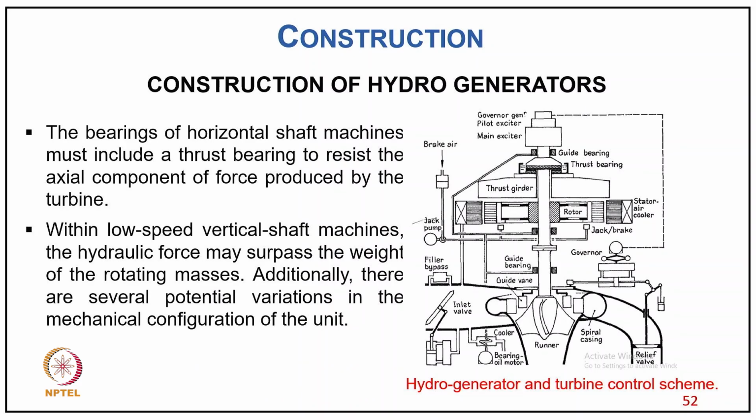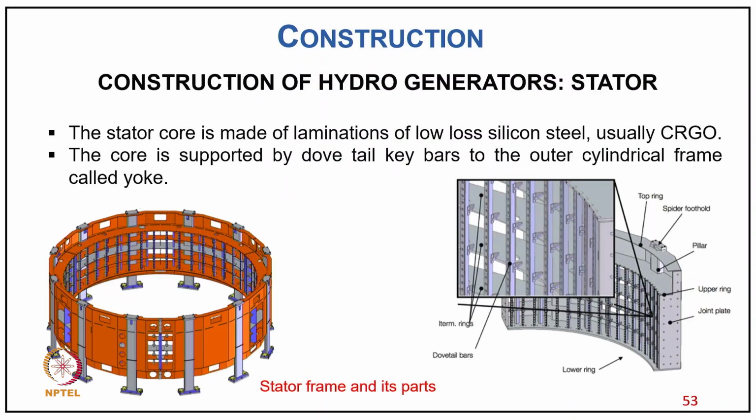So, now the bearing of a horizontal shaft machine must include a thrust bearing to resist the axial component of the force produced by the turbine. Within low speed vertical machines, the hydraulic force may surpass the weight of the rotating mass. Additionally, there are several potential variations in the mechanical configuration of the unit, and here you can see the different parts of the hydro generator and turbine control scheme.